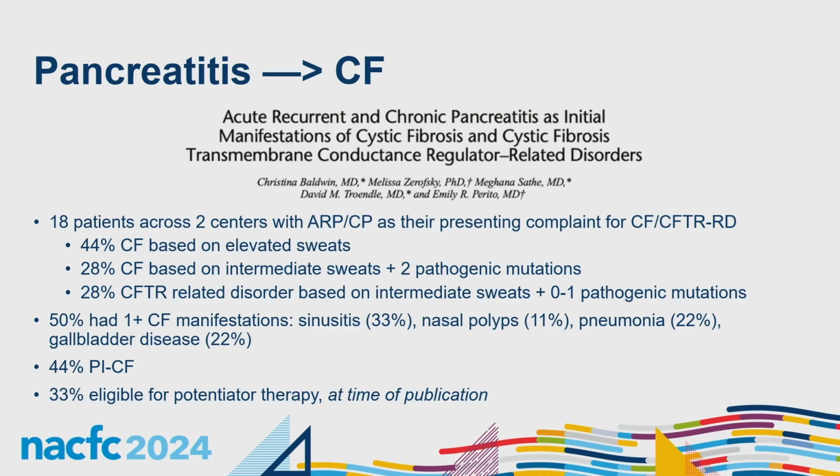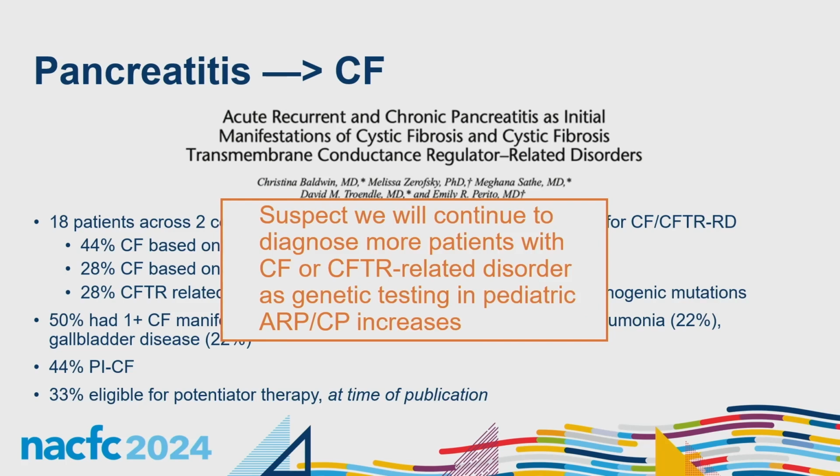Notably, half of these patients had concurrent manifestations of CF, including sinusitis, polyps, recurrent pneumonia, or gallbladder disease, and nearly half were pancreatic insufficient at time of diagnosis. 1/3 were eligible for potentiator therapy at the time of its publication. Likely this number would be higher now, since indications for modulator therapy have expanded. I suspect we will continue to diagnose more patients with a late diagnosis of cystic fibrosis or CFTR-related disorder as genetic testing in pediatric recurrent and chronic pancreatitis increases.